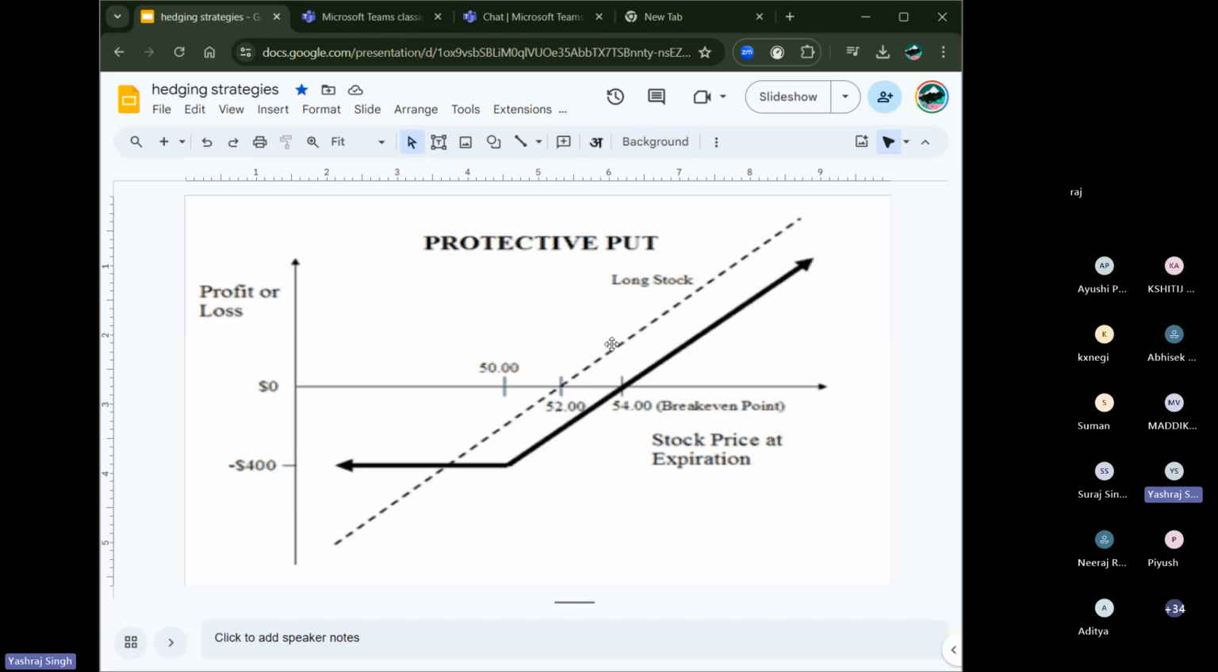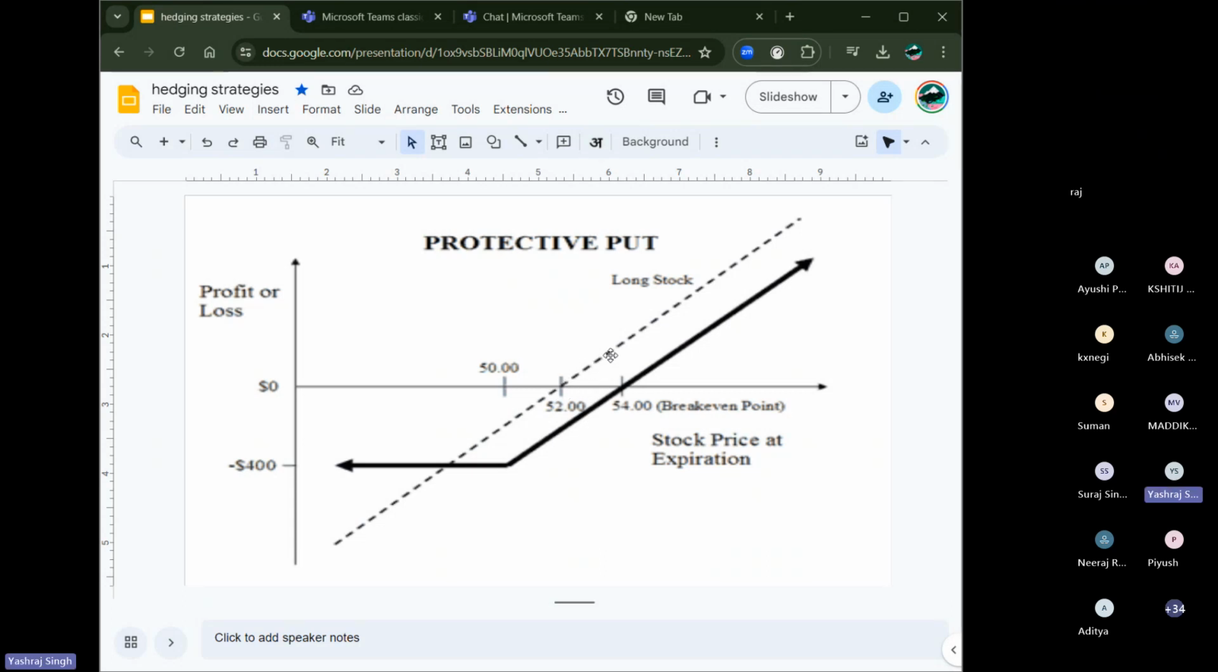This dashed line is your directional position in equity, right? What does this dashed line say? That at 52 rupees, you have purchased the stock. You can imagine any number of... see, don't focus on this profit and loss. Just focus on this particular dashed line and this straight line, right?